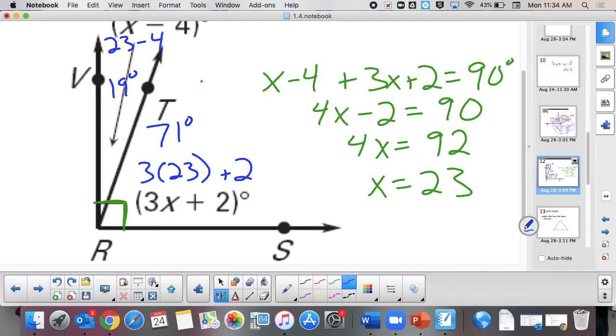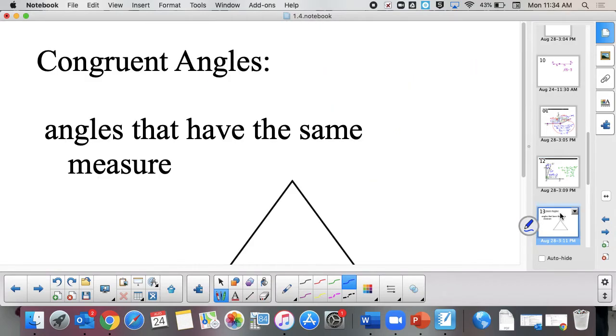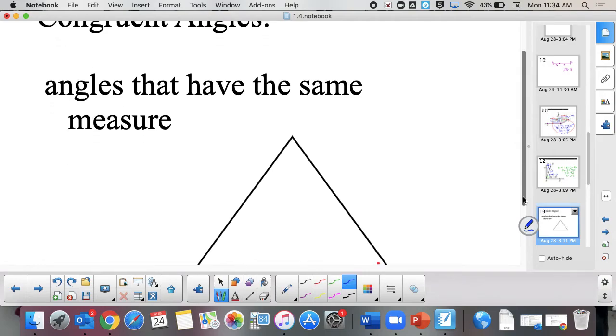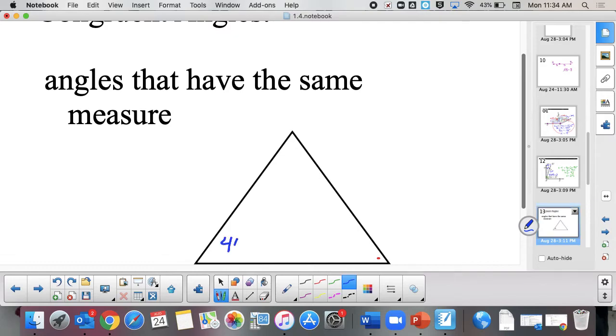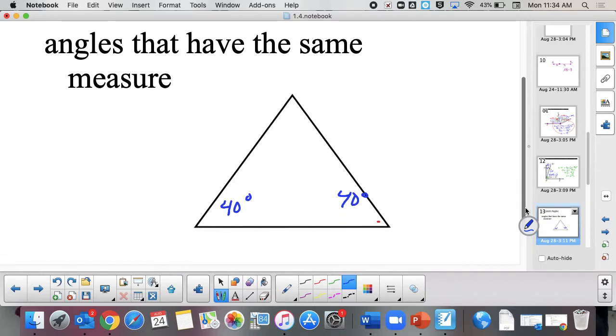Taking a look at the last couple ideas then. First idea talks about something being congruent. Congruent angles are angles that have the same measure. Maybe they both measure 40 degrees. That would make these two angles congruent. The markings we use for congruent angles are these little partial circles. That signifies that those two angles are congruent.